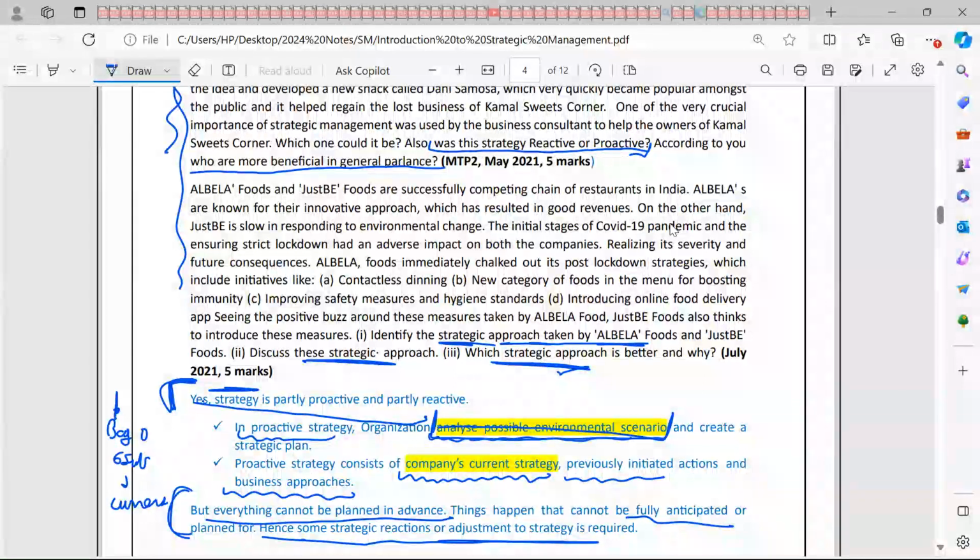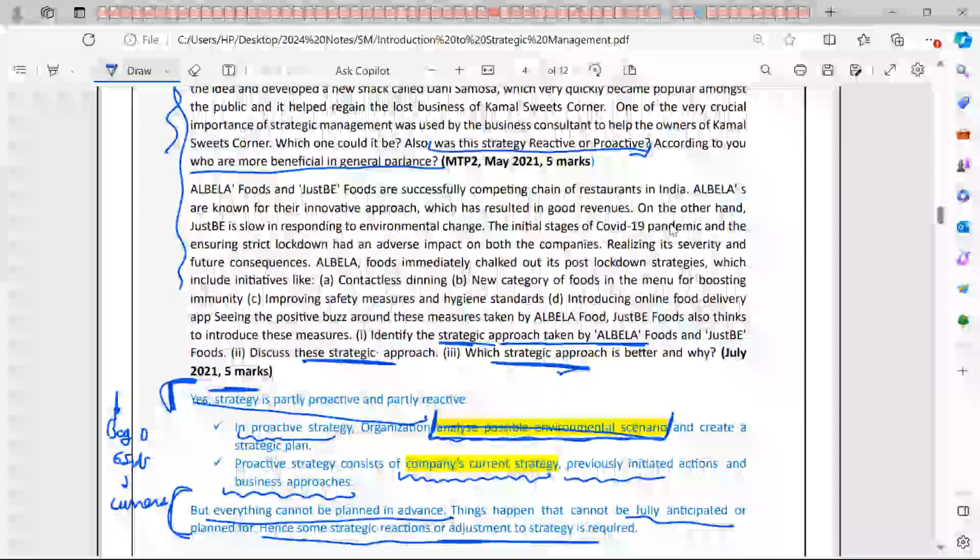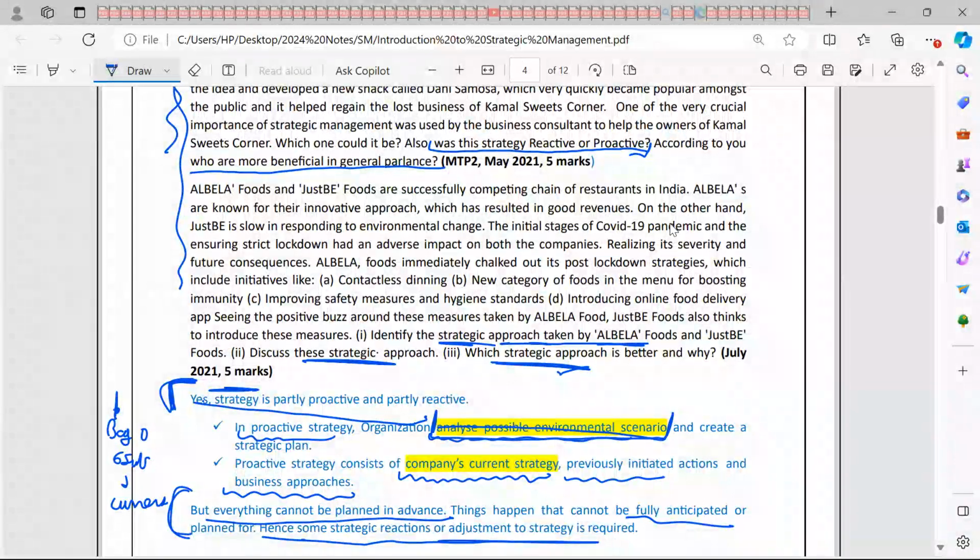Please comment in the chat box. Is everything clear? Yes, sir. Okay. Yes, sir.